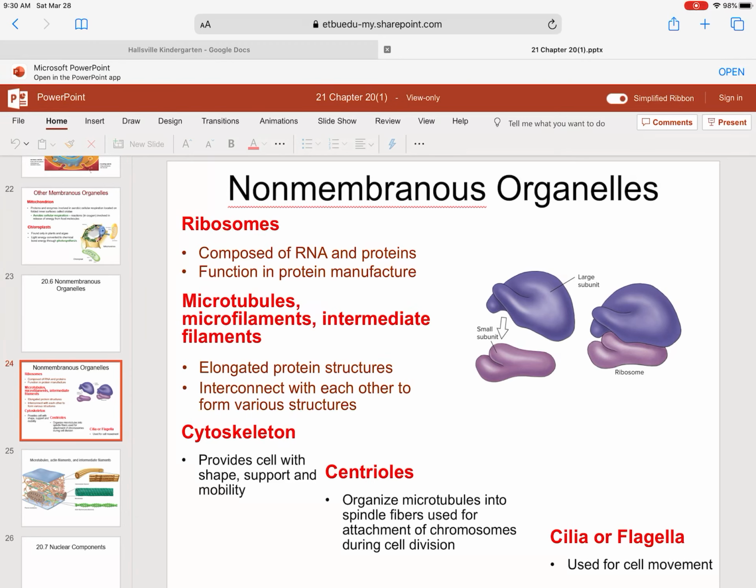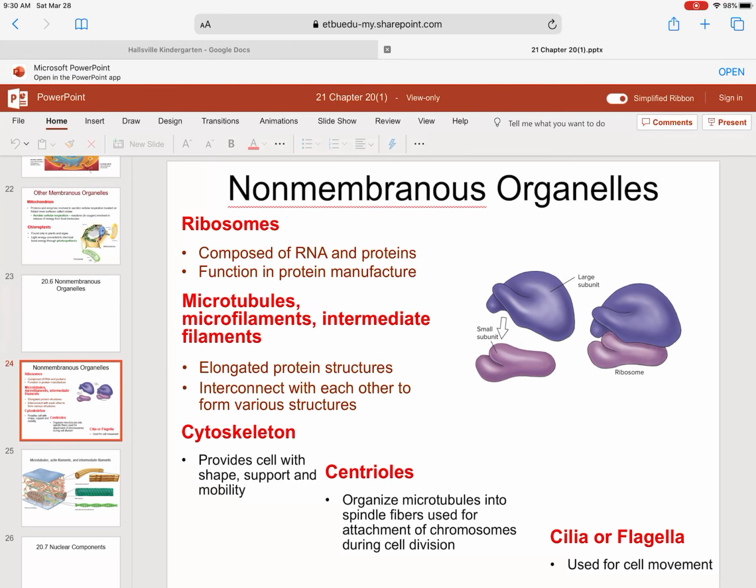Now, the cytoskeleton is what provides cell shape, support, and mobility. So this is like, we are endoskeletons because our skeleton is on the inside. It's what provides us with structure and support. The cytoskeleton does the same thing for the cell.